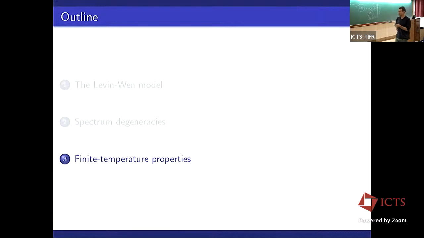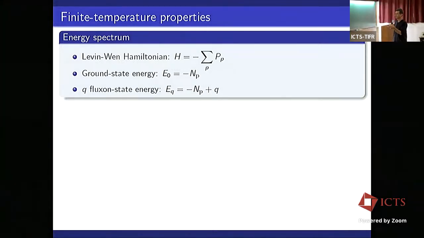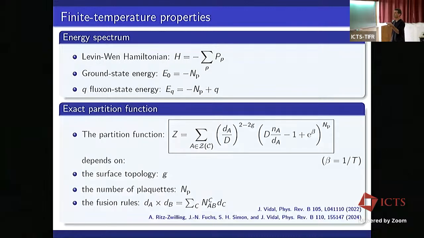So now what can we do once we have the spectrum and the degeneracy? Here I just summarized the result. So this is the energy spectrum. We have the ground state degeneracy, and now we can compute the partition function. It's directly given once we have the degeneracy because the energy is trivial. And we obtained a very simple expression for the partition function of the Levin-Wen model at any finite temperature for any finite size system on any genus surface and for any fusion category.